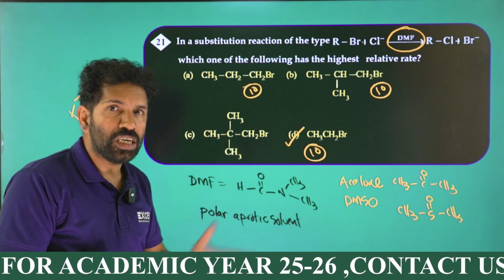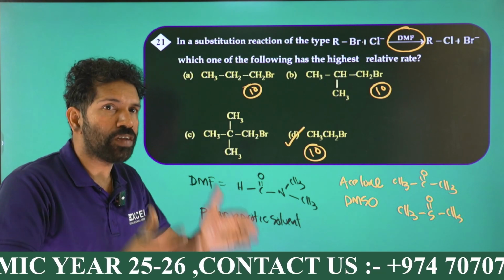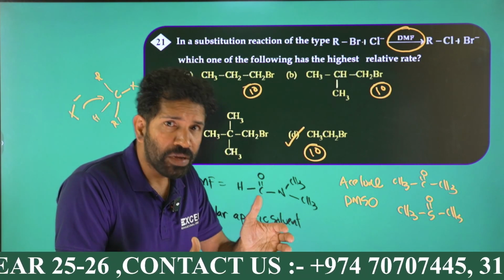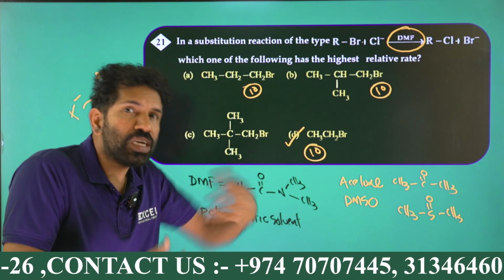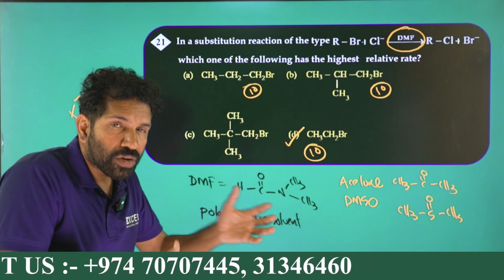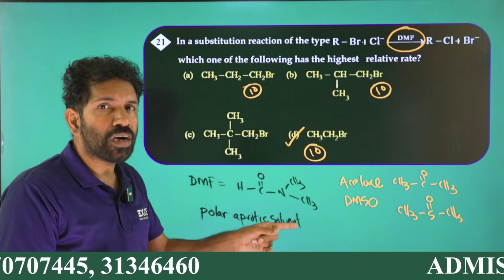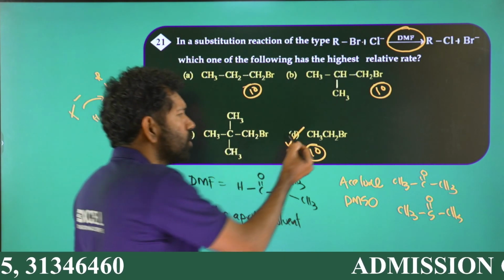DMF, repeating again, DMF follows SN2. DMF is a polar aprotic solvent. Polar aprotic solvent favors SN2 mechanism. In SN2, the more reactive one is the primary with the less number of carbon or straight chain. That will be the more reactive one. So the answer will be D.